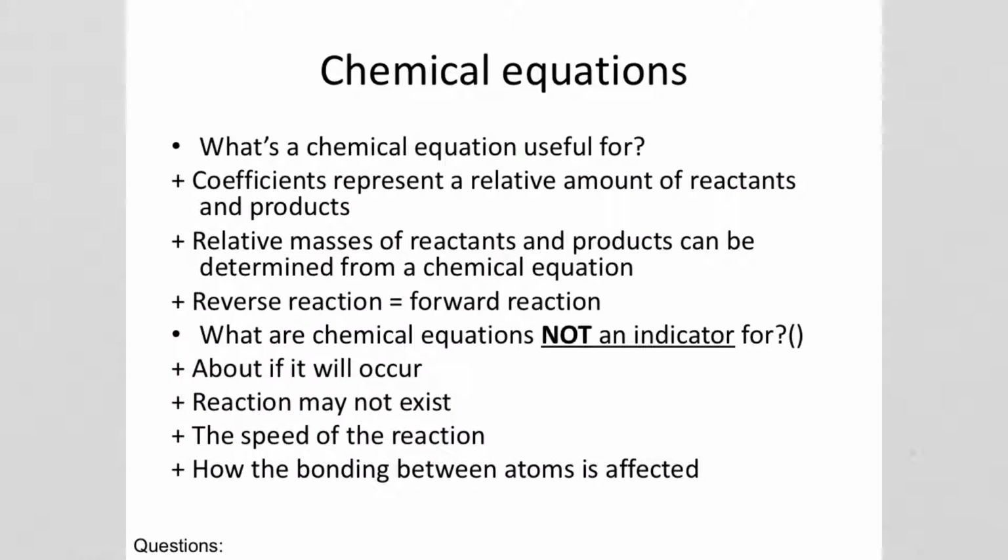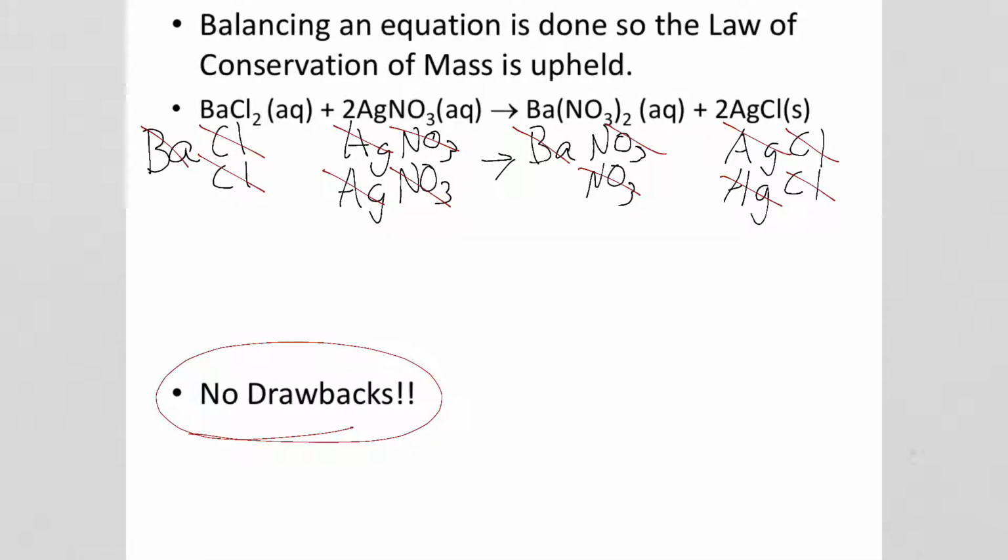Alright, so chemical equations. They have some things that they can be used for and things they can't. So, things that they can be used for. The coefficients tell a relative amount of reactants and products. So like here, I have 2 silver nitrates for every 1 barium nitrate.